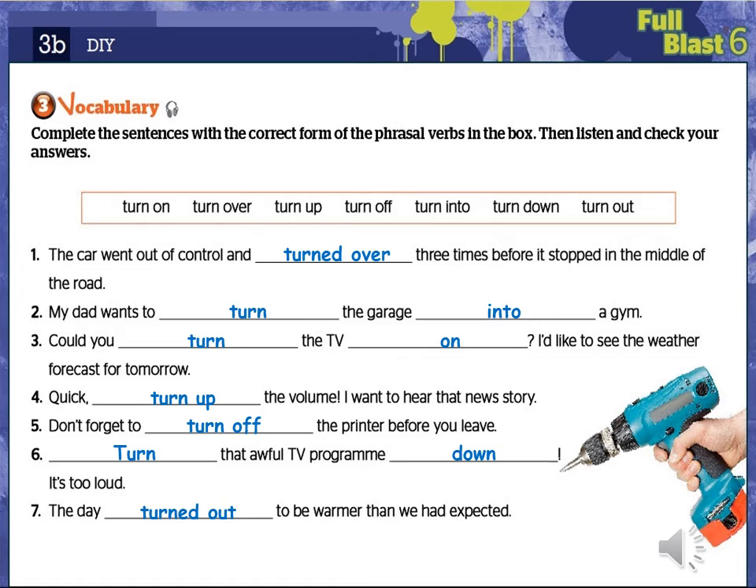Two, my dad wants to turn the garage into a gym. Three, could you turn the TV on? I'd like to see the weather forecast for tomorrow. Four, quick, turn up the volume. I want to hear that new story. Five, don't forget to turn off the printer before you leave. Six, turn that awful TV program down. It's too loud. Seven, the day turned out to be warmer than we had expected.